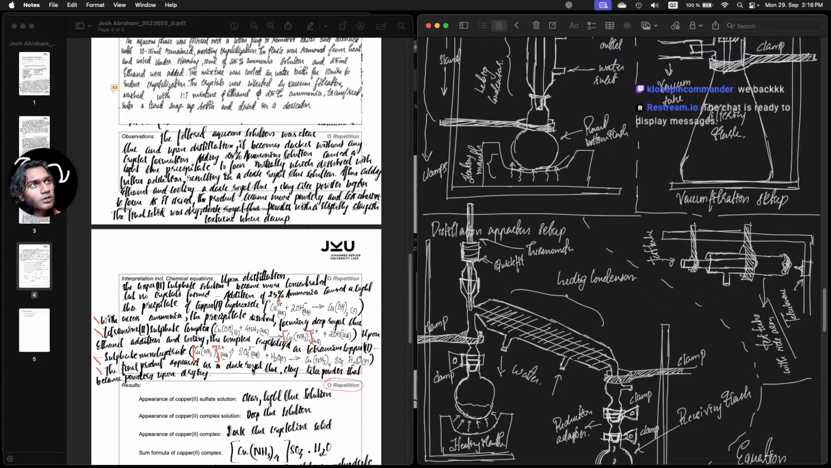Interpretation, including chemical equation: upon distillation, the copper(II) sulfate solution became more concentrated, but no crystals formed. Addition of 25% ammonia caused a light precipitate of copper(II) hydroxide. How does ammonia give hydroxide? That makes sense. With excess ammonia, the precipitate dissolved, forming a deep royal blue. Okay, now we're talking.